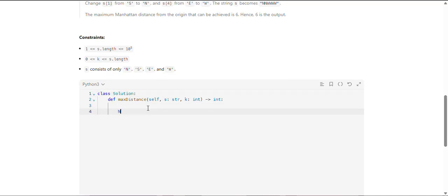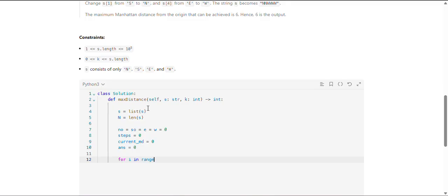Okay. So I'll have to convert this S into a list first, and then find the len of S. My north, south, east, and west, everything initially would be 0. The number of steps I've encountered would also be 0. My current Manhattan distance would also be 0, and my answer would also be 0 initially. And I traverse through the entire string once.